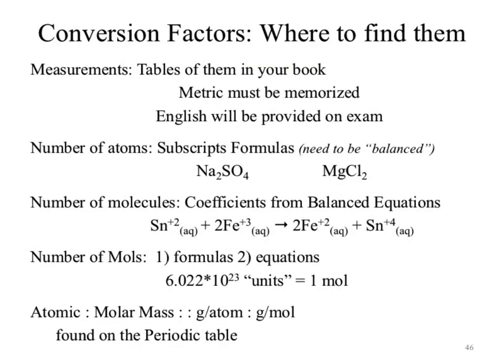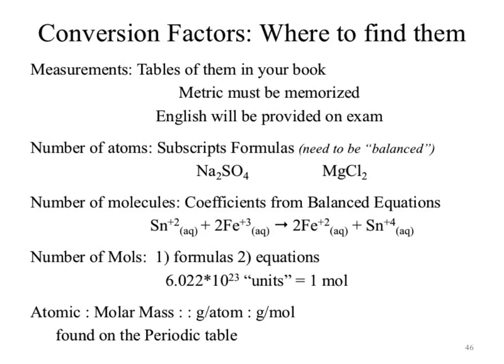This is another different way to organize that same thought. How do we convert measurements? You get tables of them in your book. Some of them you're supposed to memorize. English ones I give you on an exam. The number of atoms, we can pull that from a chemical formula. There are 2 sodium atoms per 1 molecule of sodium sulfate. That information is found in the formula.